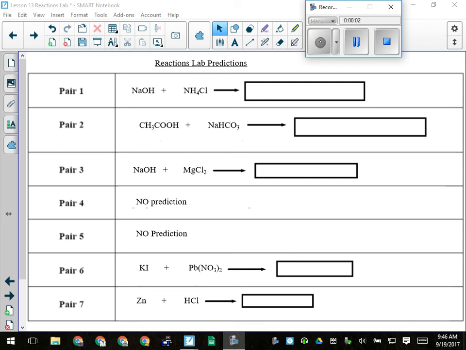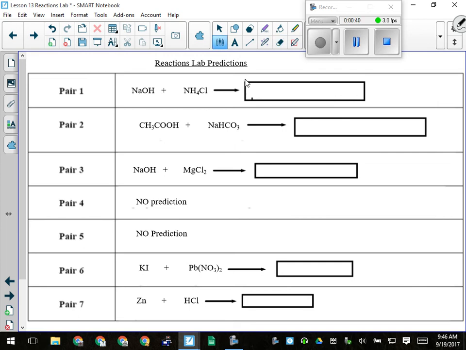So now that we've completed the lab, we have a couple of reactions that probably didn't go as predicted. For example, pair number 1 should have had a really strong odor. Yes, almost unpleasant. What we probably predicted yesterday was that this was a double replacement reaction, so the products should be NaCl and NH4OH, except that neither one of those is a gas, is it? No. So the way we predicted this isn't the way the reaction went.